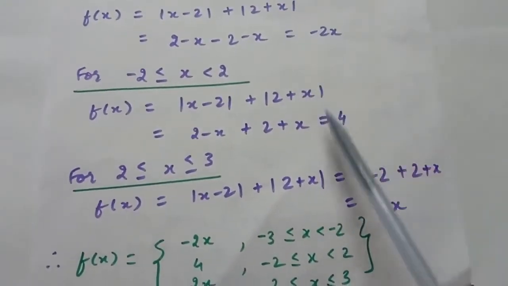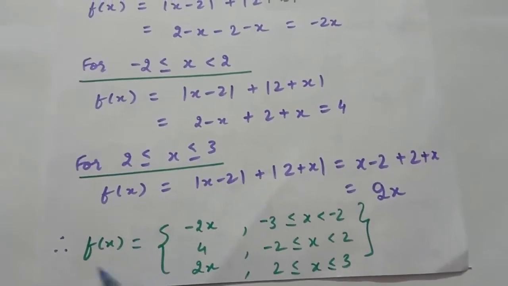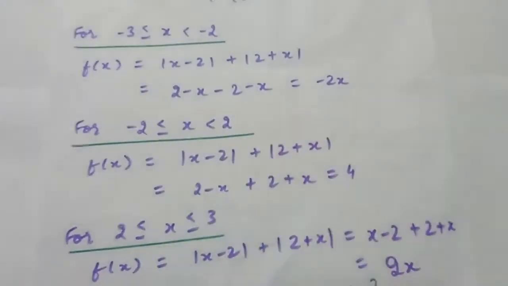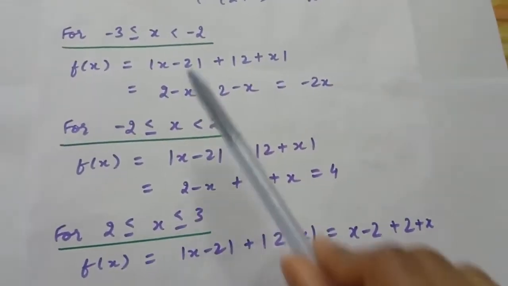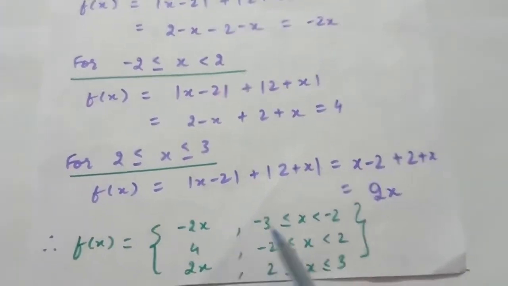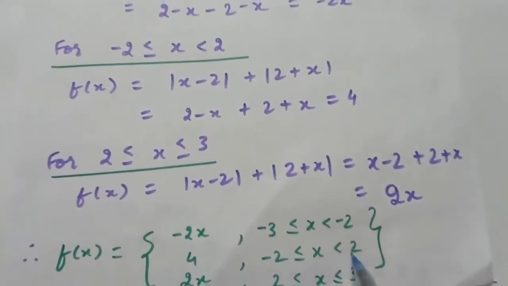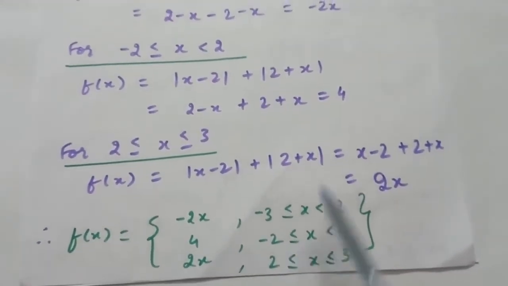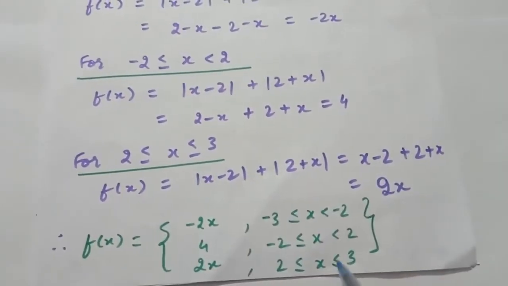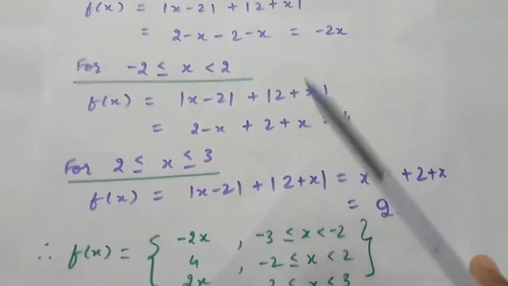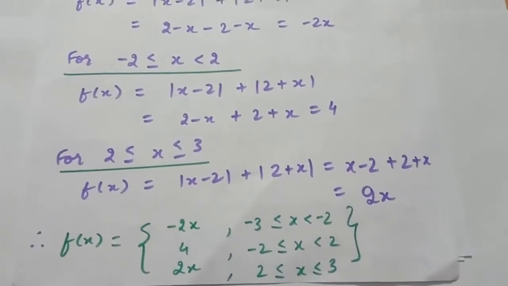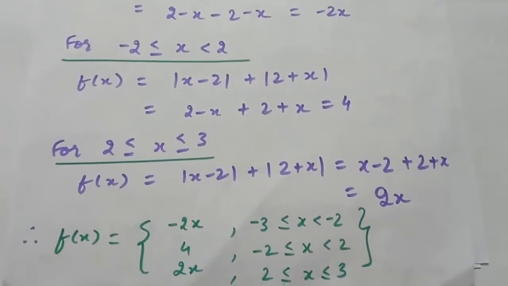Now we will combine these results because we have to redefine the function f(x) in this range -3 to 3. So write down that when x is from -3 to -2, with equality at -3, the value is -2x. When x is from -2 to 2, with equality at -2, the value is 4. And when x is from 2 to 3, with equality at both sides, the value is 2x. I hope this question is clear to all of you.